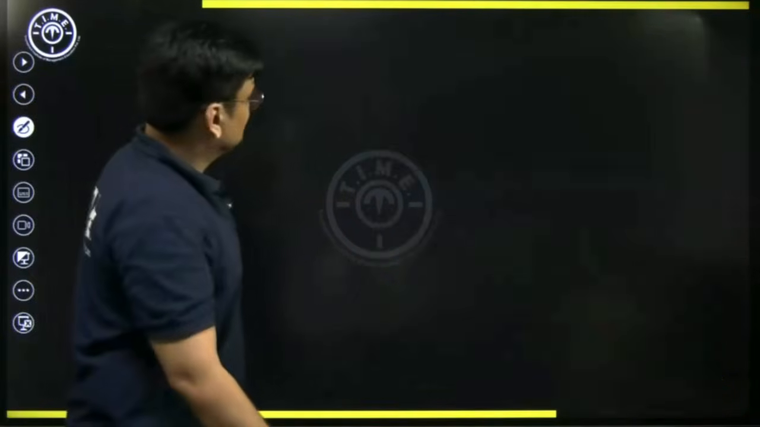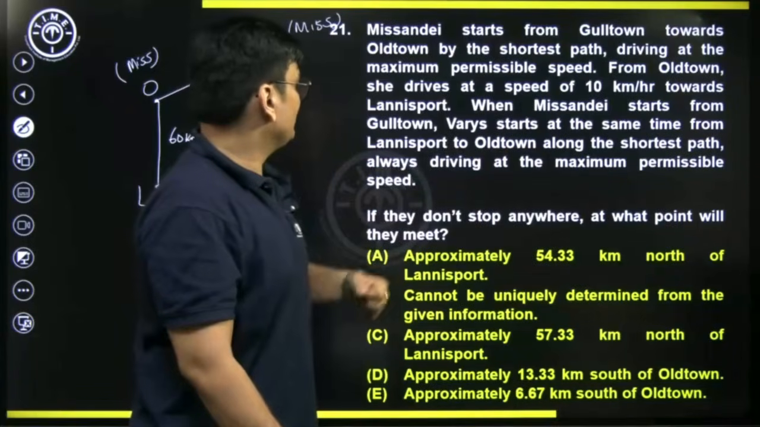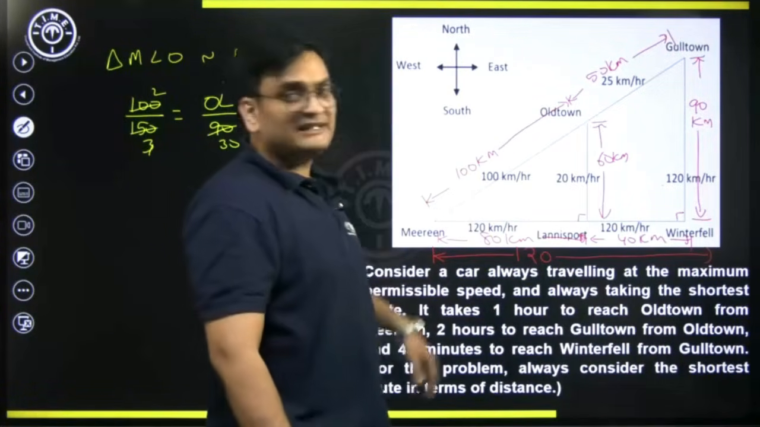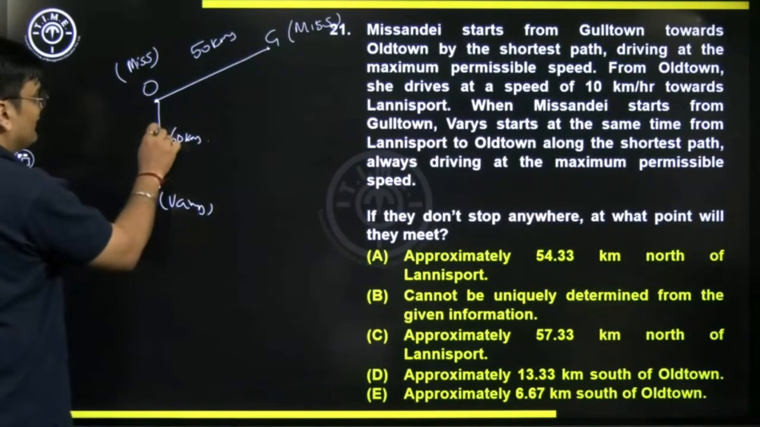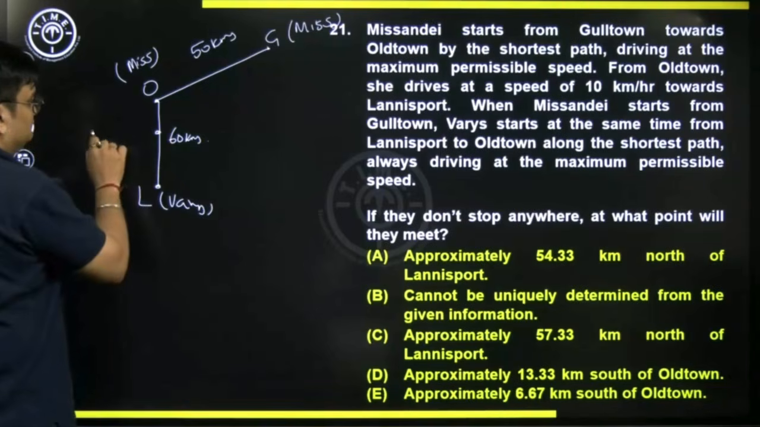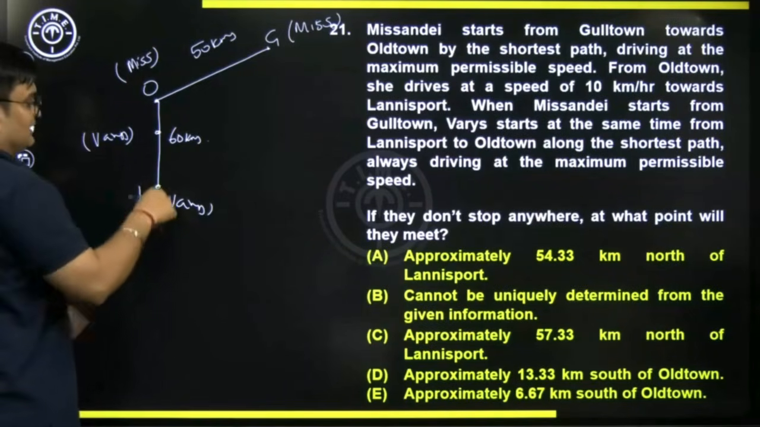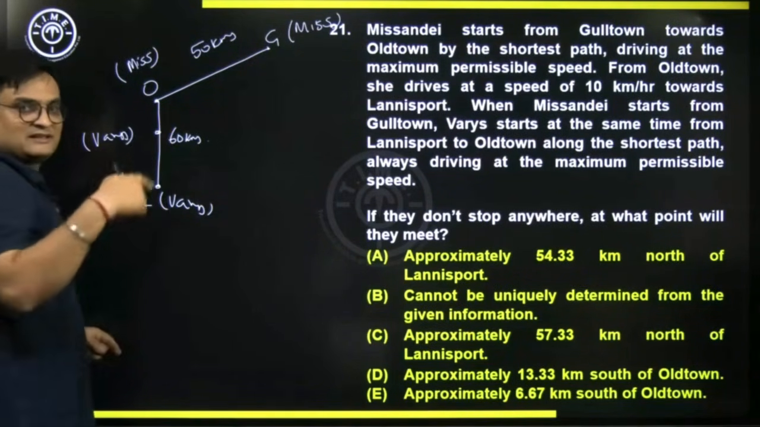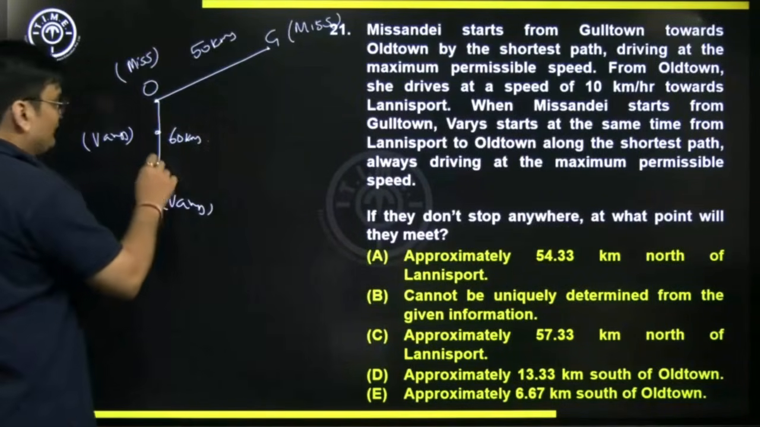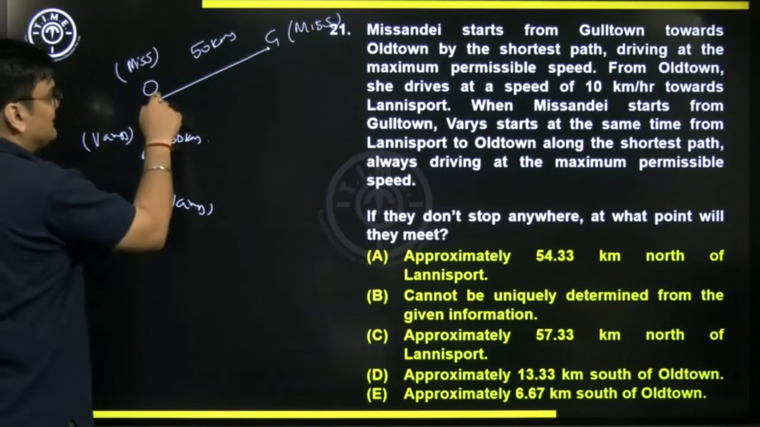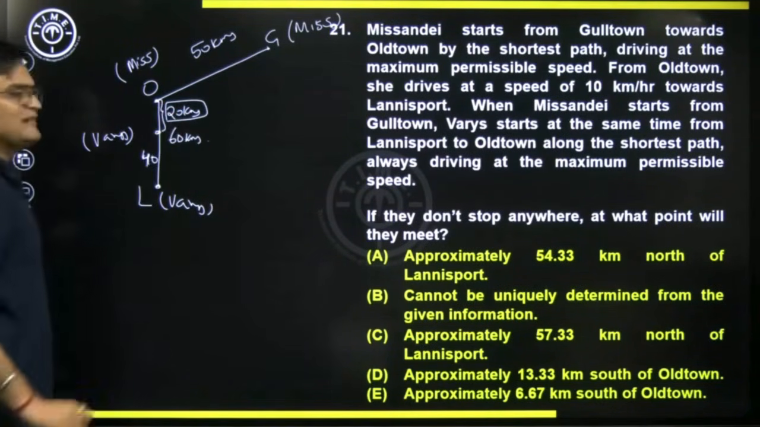Okay. And what about Varys? He is also travelling at maximum permissible speed. So, 60 by 20, 3 hours. He will take 3 hours to reach Old Town. So, that means after 2 hours, he would be somewhere here. Varys will be here. After 2 hours, Missandei is here and Varys is here. And he would have travelled 40 kilometers, please note, because he is travelling at maximum permissible speed, which is 20 kmph. So, this will be 40. So, that means the gap between them after 2 hours will be 20 kilometers.